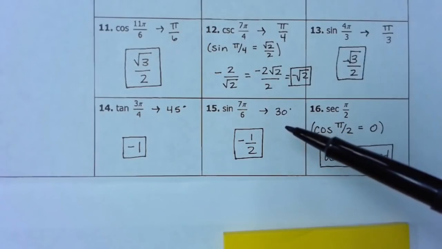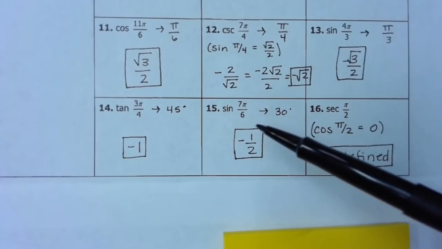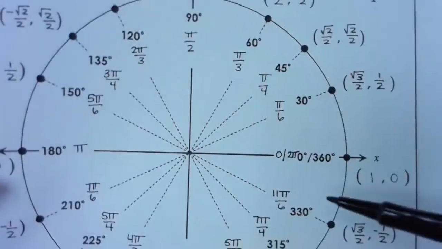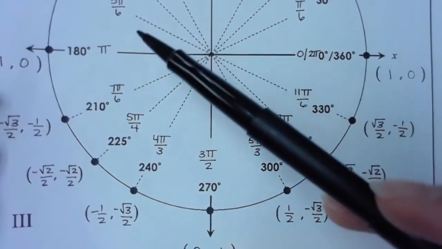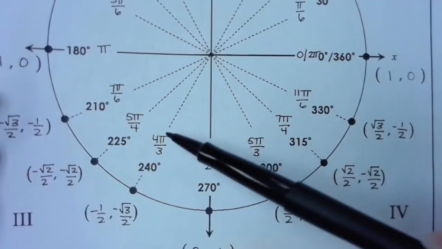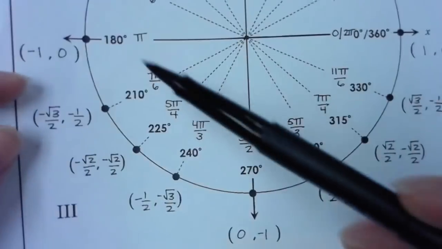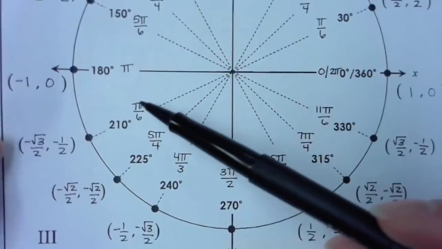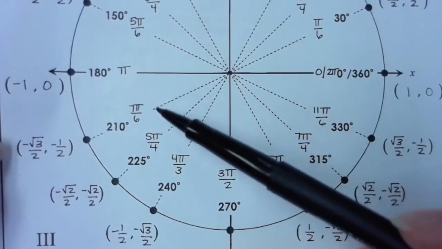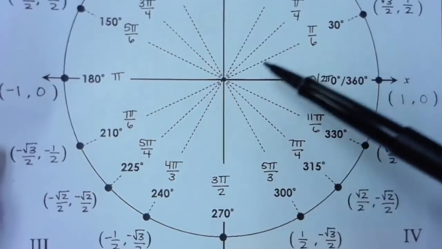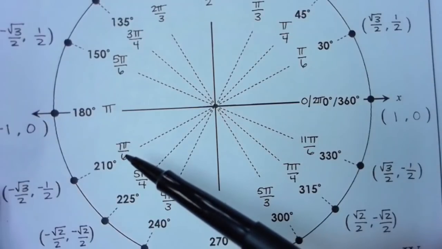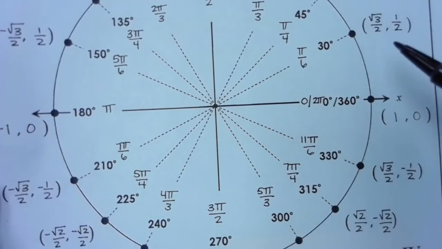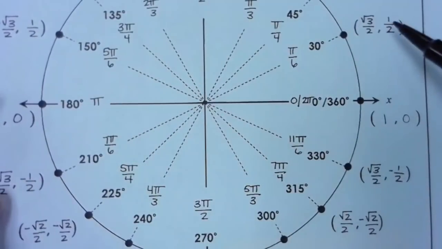Number 15, I have sine of 7 pi over 6. 7 pi over 6 is going to be here. Where is it? Right here. 7 pi over 6 is right here. So the reference angle is this one right here, or pi over 6. So this guy here. But you're in the, again, third quadrant where your x and y are negative, so both of these guys are negative, and we're looking for sine, so it's just the negative of this guy, so negative 1/2.